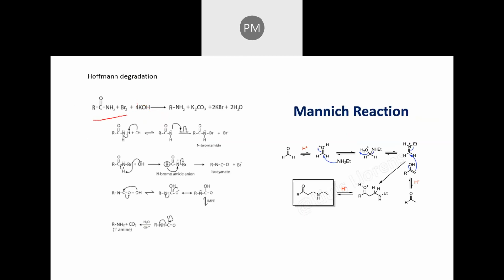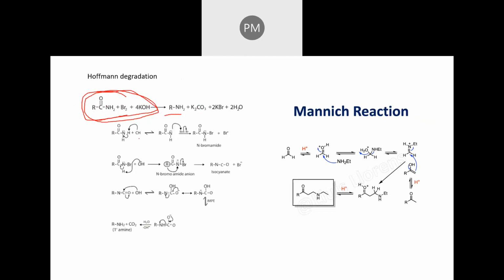Now we have Hofmann degradation. Hofmann degradation is a very important reaction if we want to reduce the carbon chain. So if you want to reduce the carbon chain, there will be RCONH2, from that this carbonyl is removed, so we are getting RNH2. How will the reaction proceed?